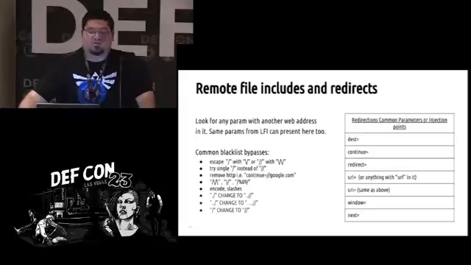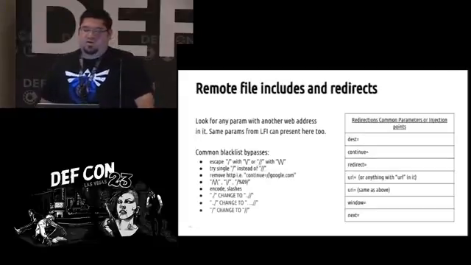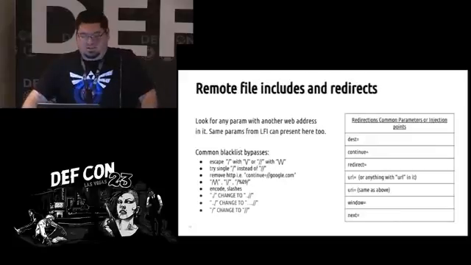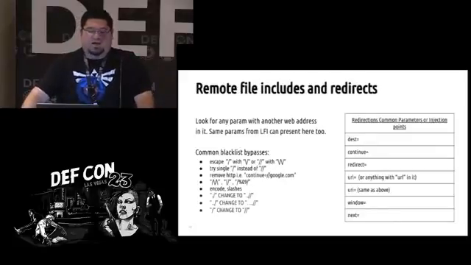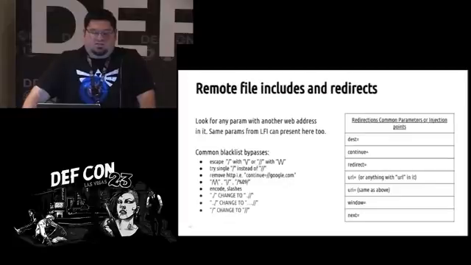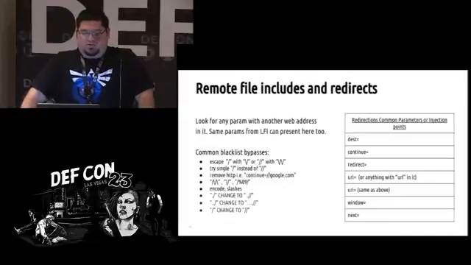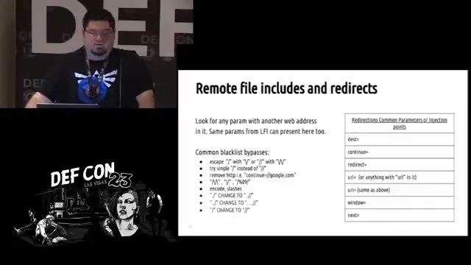So remote file includes and redirects. Common parameters there: destination, continue, redirect, URL, URI, window, next. Common blacklist bypasses. These are all kinds of escaping tricks that you use normally in web stuff, but these are the most common ones I found. These are also in SecLists in the LFI and RFI fuzz lists that I use often.